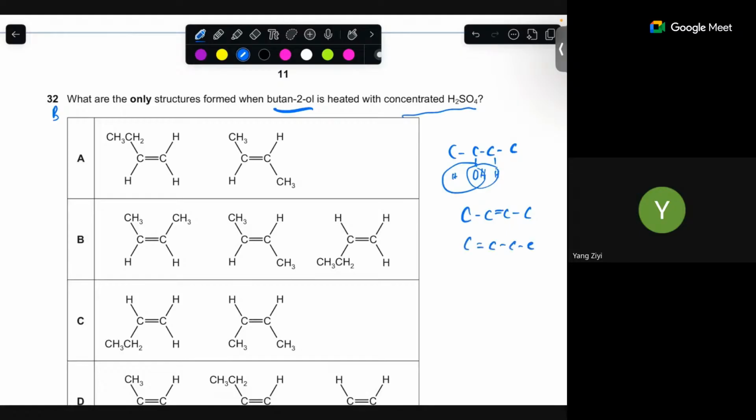So when I look over here for second, H and H, no cis and trans. Cannot have cis and trans. But for this, because the carbon is attached to 2 different groups, CH3 and H, it is possible to have cis and trans over here. So there will be cis and trans over here.